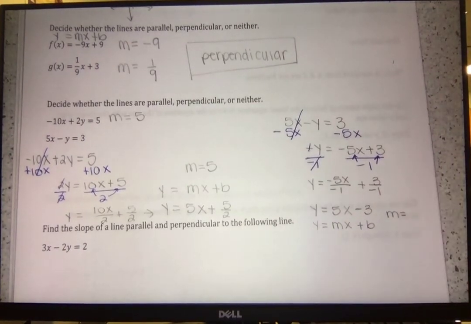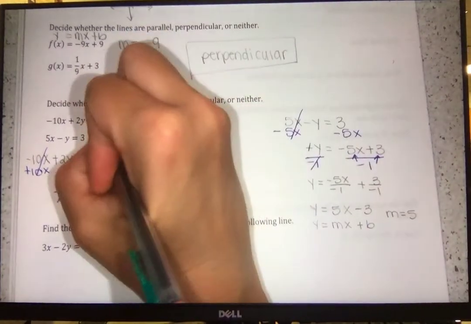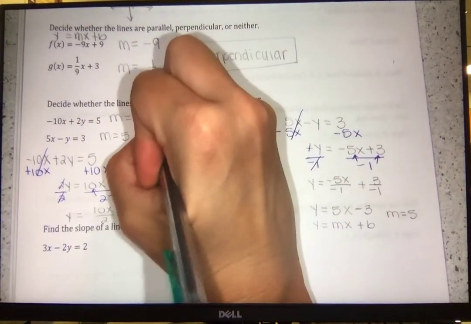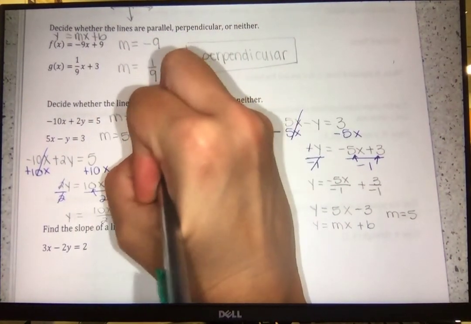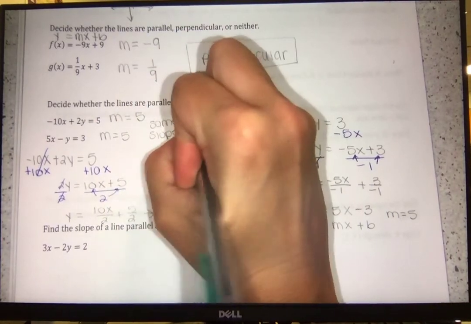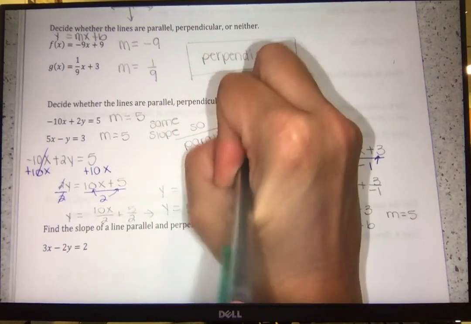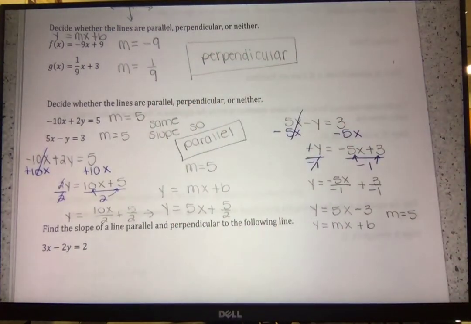So it asks us to find the slope of the line that's parallel and perpendicular to the following line. 3x minus 2y equals 2. Just by looking at this equation, can we see the slope? No, we can't see what m is. We cannot see the slope. This is in standard form. So we have to put it in slope-intercept form first.